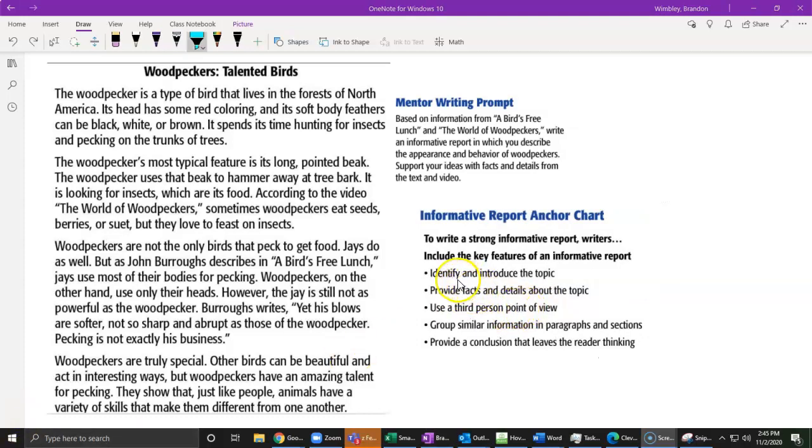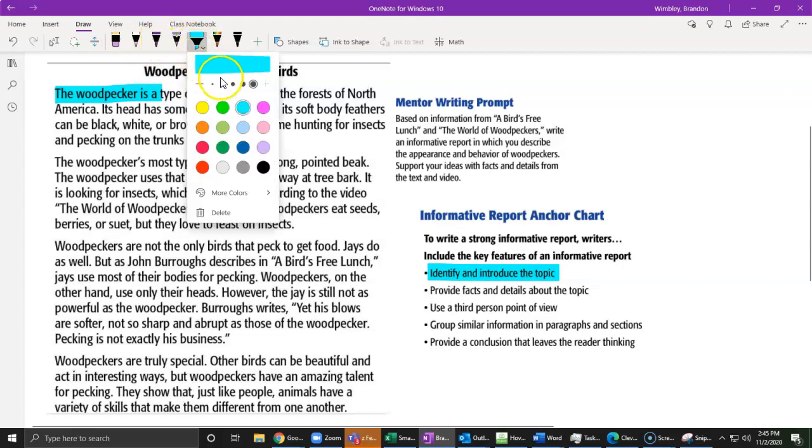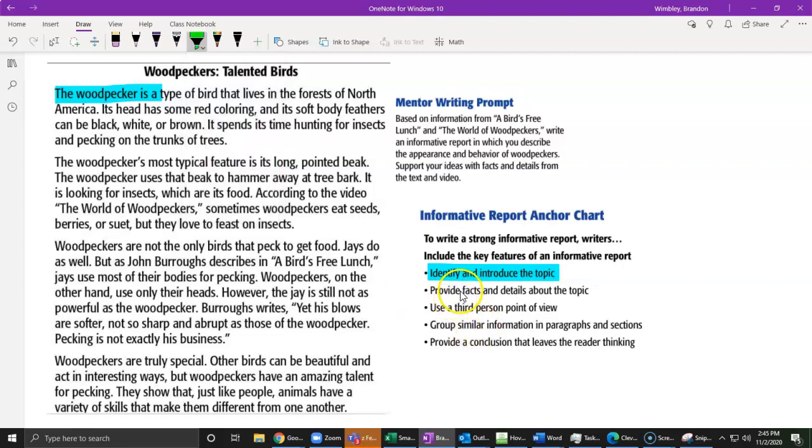Right away we identify what the topic is and we introduce it. What's our topic? Well, our topic is about woodpeckers. So we know the rest of this is going to be talking about that. Now, we also noticed that there's some information being presented. We're given facts and details about this topic. There's so many of them. We have where it lives, we have its head coloring, we have its feathers are black, white, and brown.